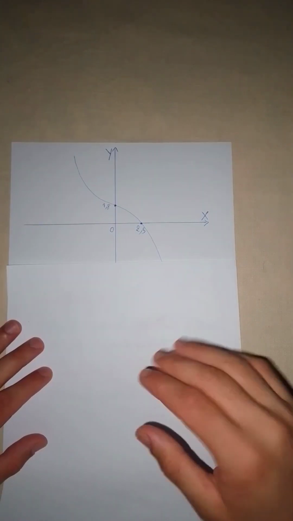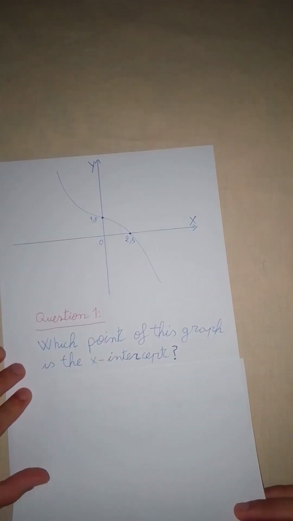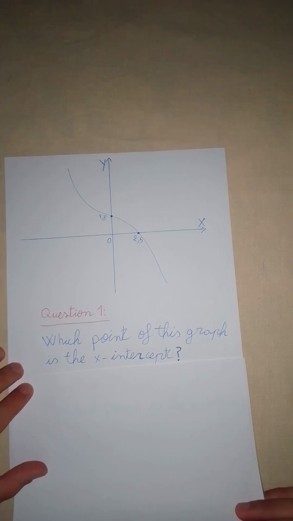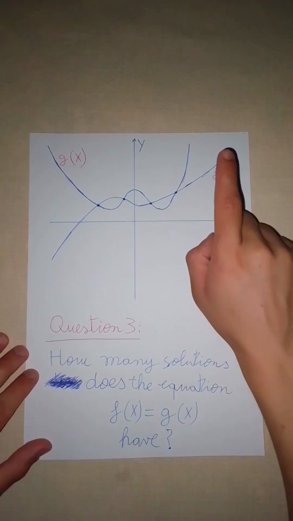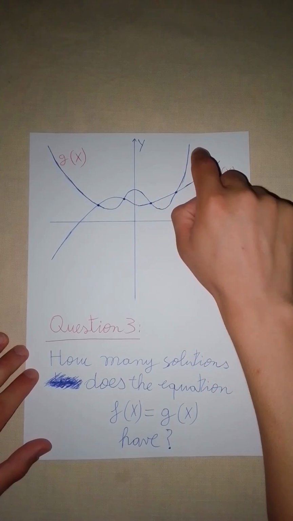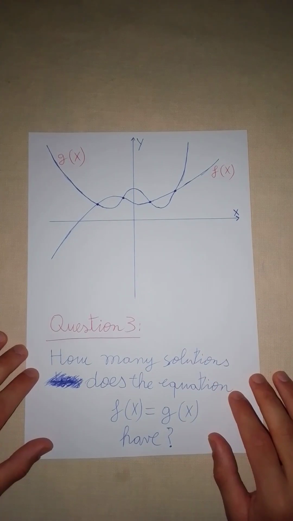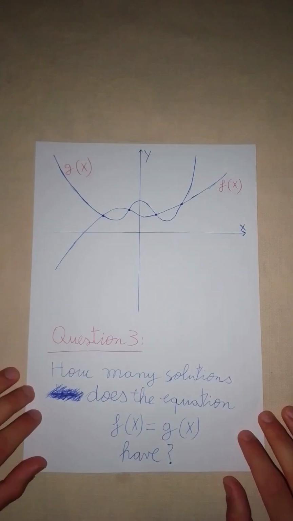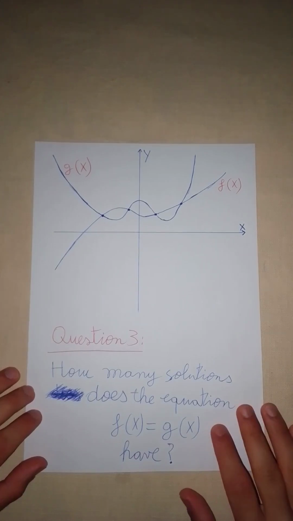Now, it's your turn. Pause the video and answer these questions. Question 1. Which point of this graph is the x-intercept? Question 2. Which point is the y-intercept? Question 3. Suppose this graph represents the function f of x, and this graph represents the function g of x. How many solutions does the equation f of x equals g of x have? Pause the video now and see if you can answer all three questions before checking the solutions.